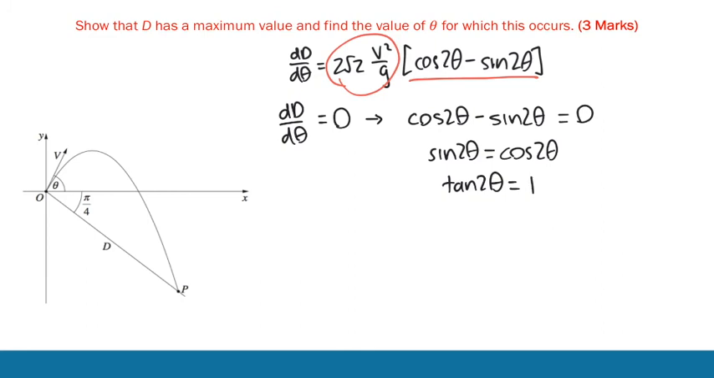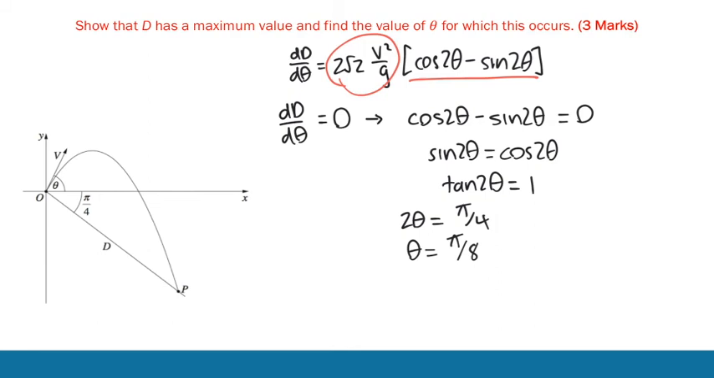So it's pretty clear from looking at this, also keeping in mind that theta has to be an acute angle, that 2 theta has to be equal to pi on 4. So theta is pi on 8. So you'd get a mark just for getting to here.